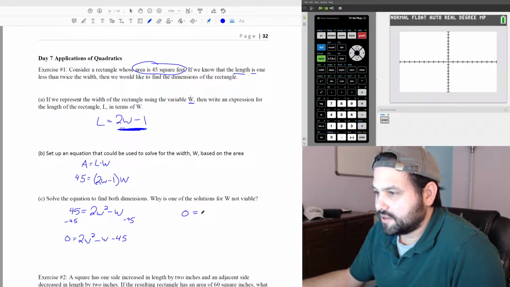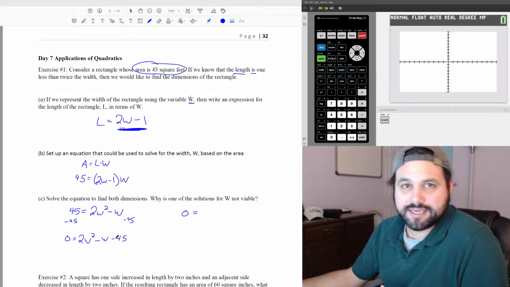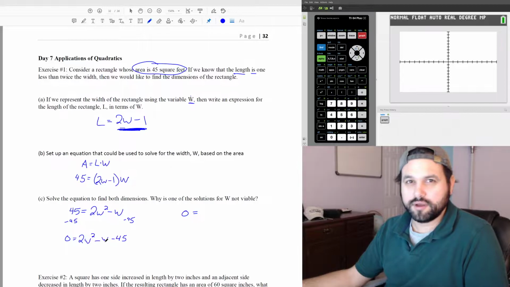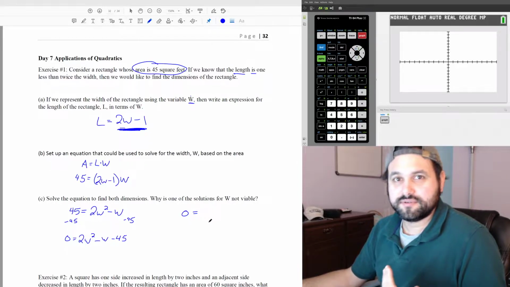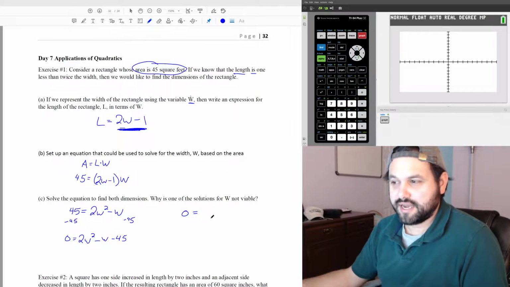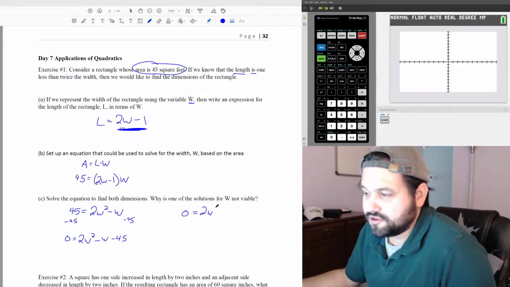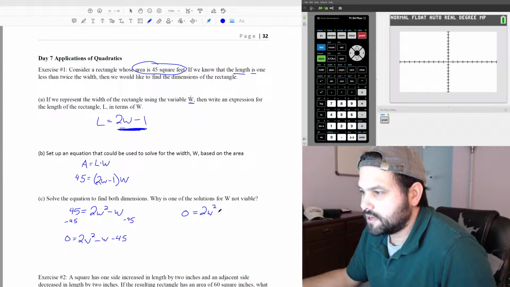So, this is a factor by grouping. I got negative 90. So it has to multiply to negative 90 and add to make negative 1. That's going to be negative 10 and positive 9. But again, you could have used any method. You could use the quadratic formula, plug in A, B, C, however you wanted to do this, okay?